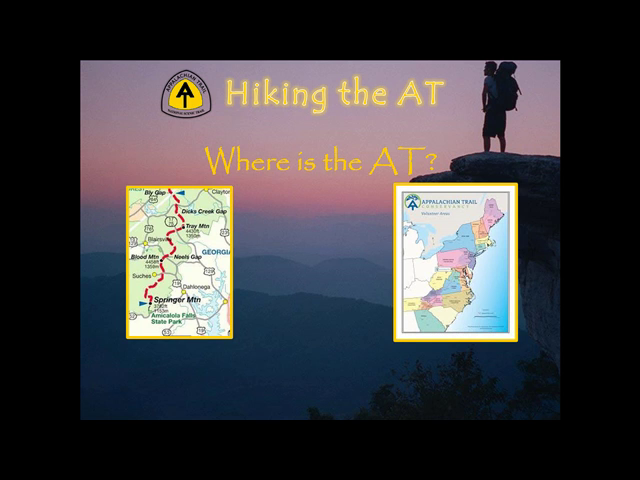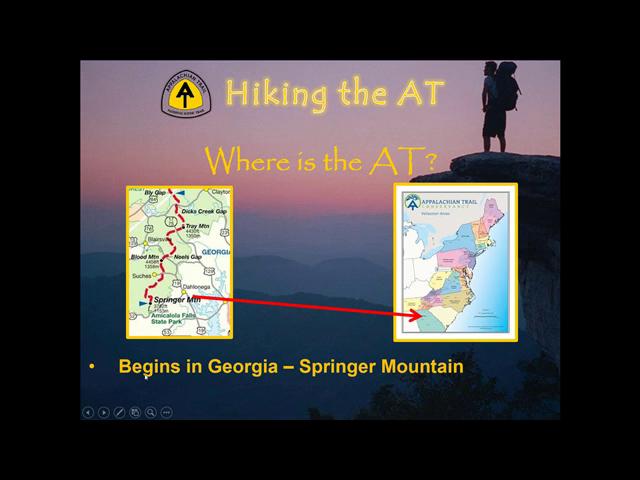On this next slide, this is our location slide. Where is the AT? That should animate, and then we have two maps that come in right after that. So this is after previous, that's after previous, and as well as the second map's after previous. And then I click to have a bullet point comes up that says begins in Georgia, Springer Mountain, and then this arrow pops up and goes from Springer Mountain from one map to the arrow pointing at North Georgia, where Springer Mountain is located.